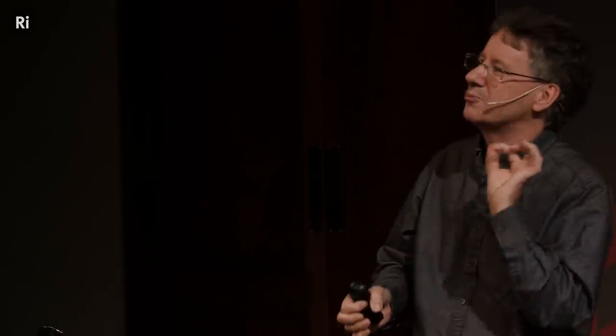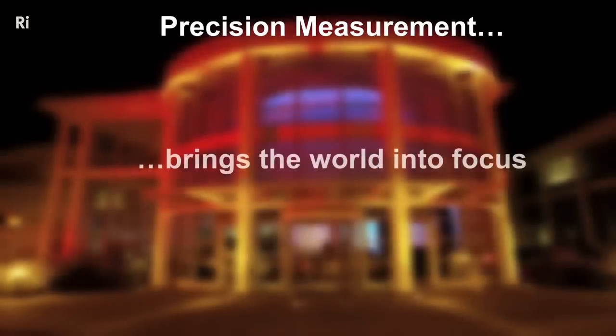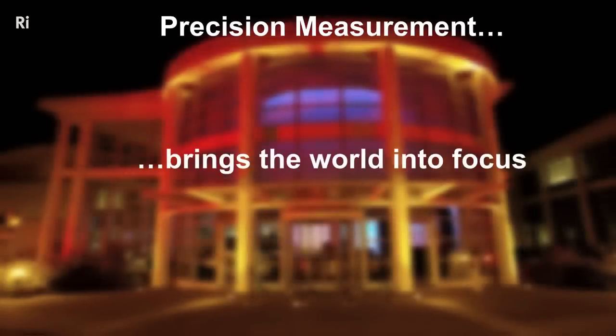And that's what precision measurement is for physical science. It allows you to see that two things that appeared to be slightly different are in fact exactly the same, and things that appeared the same are slightly different, and you can ask questions. Precision measurement literally brings the physical world into sharp focus. That's why it matters. Okay, those are the three things I wanted to say before I began.